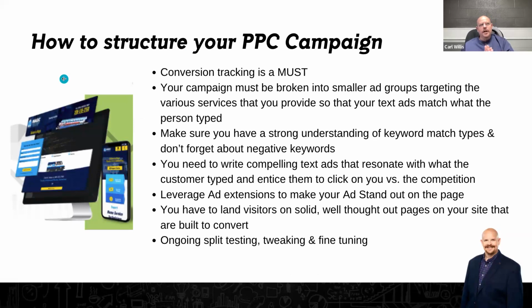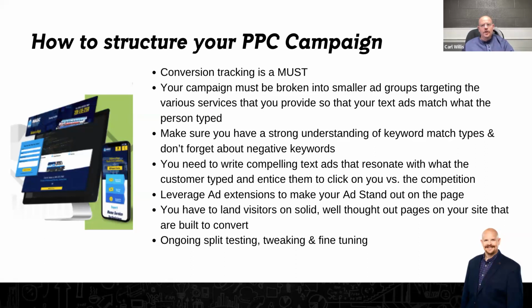So the first thing we want to talk about is just what we were discussing. You want to make sure you have conversion tracking some way, somehow. Figure out how you're going to do that. You want to break your campaign into smaller ad groups targeting the various services that you provide, so that your text ads are matching up with the individual that's searching.